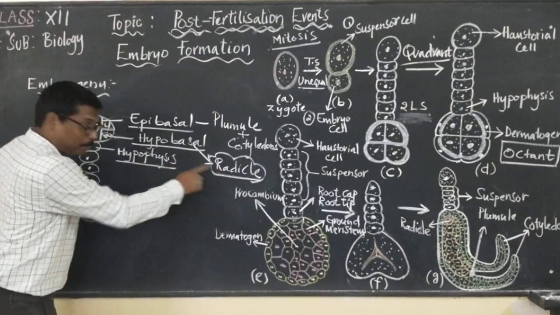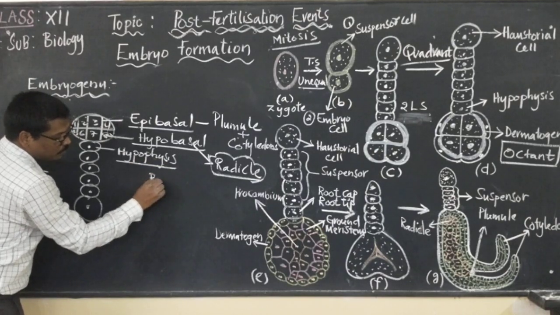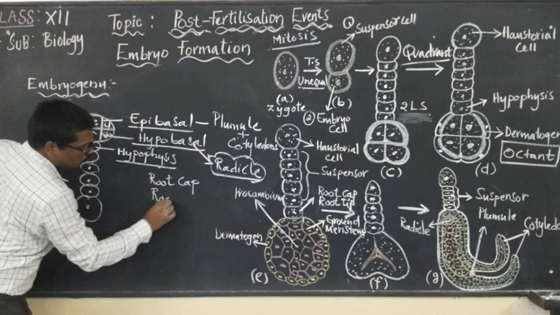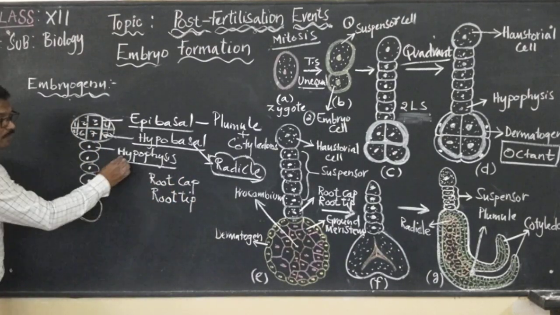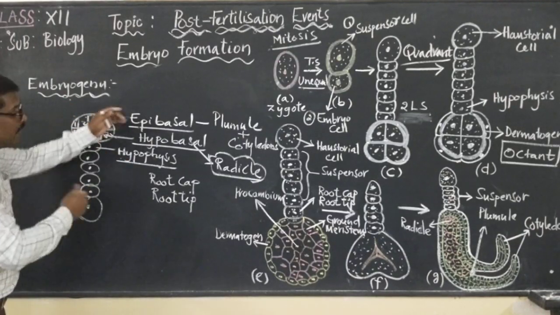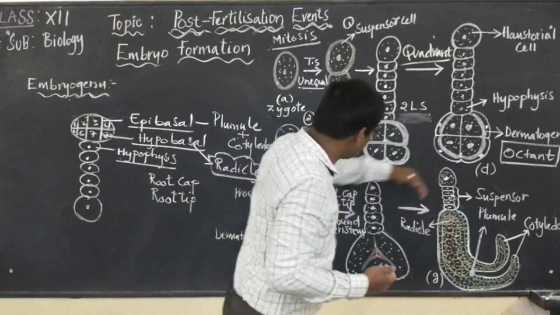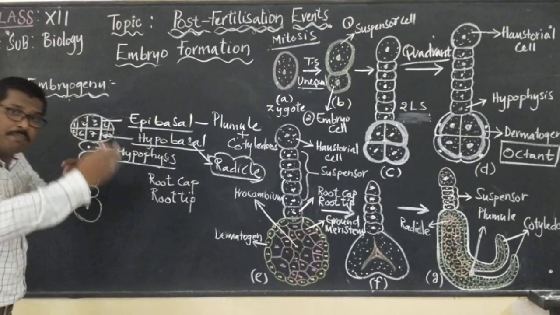Or part of what? Radicle. Because what we said, hypophysis is responsible for what? For the formation of root cap and also root tip. Root cap and root tip. Hypophysis will be helping out. So this is how the embryo will be changing slowly. From this stage, it is now slowly changing into dividing now. All these cells will repeatedly undergo division now.